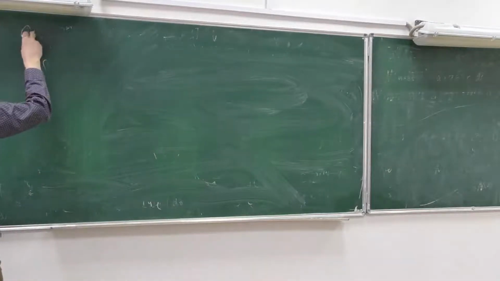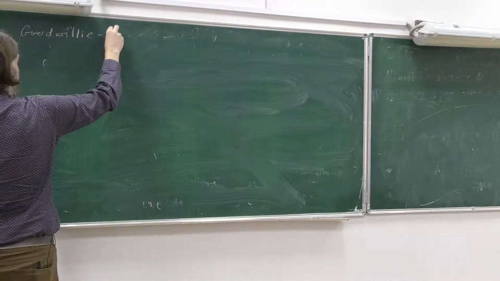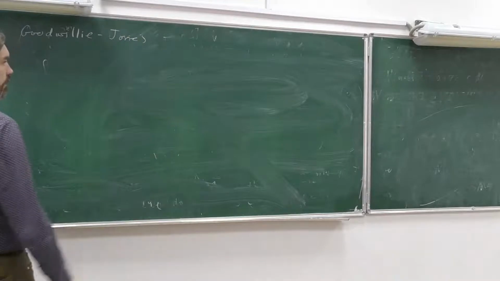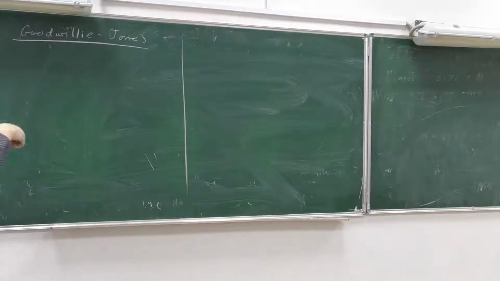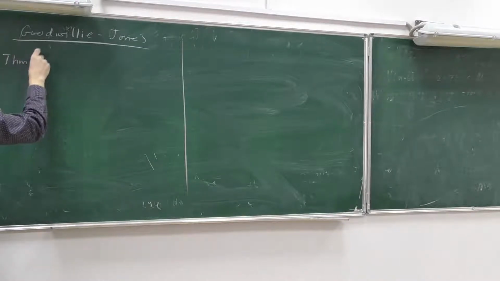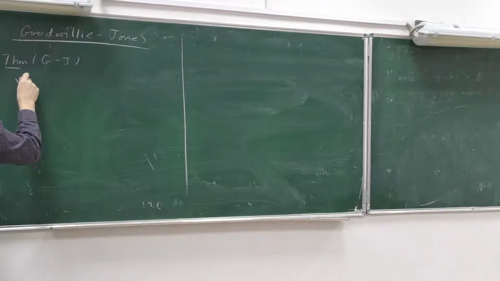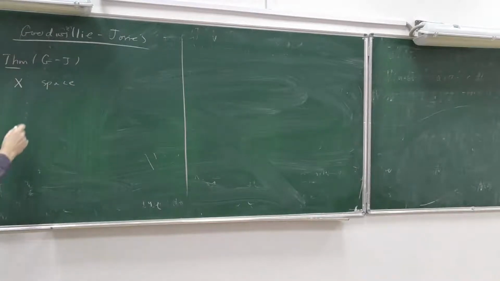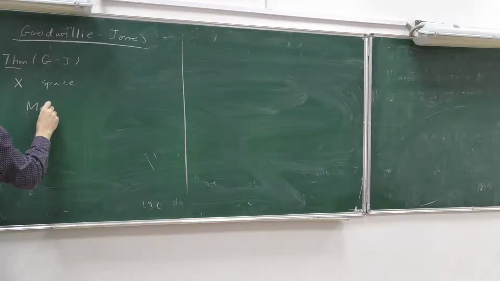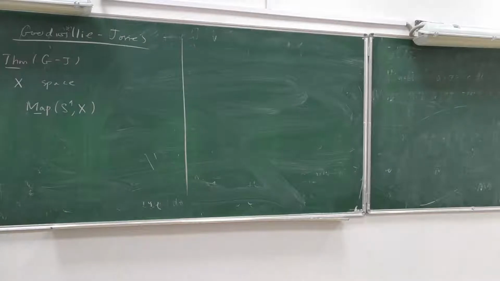So we want to talk about Goodwillie's theorem, which says, and I'll state it very vaguely because we'll need to define everything, that if I have some space, so X will be any topological space, some homotopy type, and I have the mapping space from the circle to X, so the free loop space.